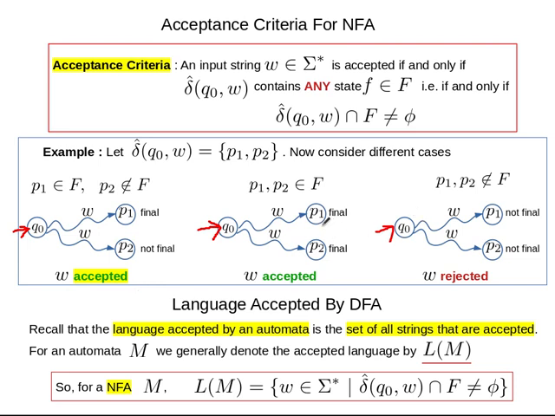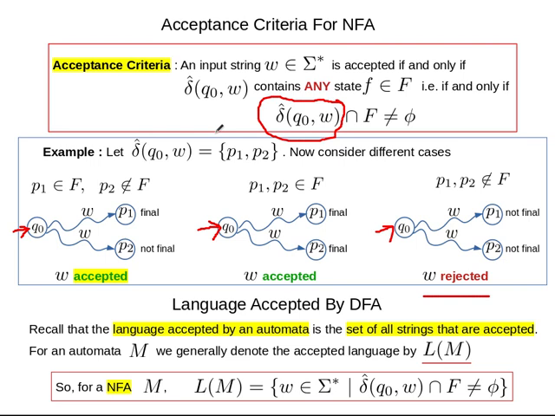In this case, both are final. We also say this is accepted. Here, none of them are final, and only then we say that this W is not accepted, or it's rejected. So that means you calculate this thing. You start from Q0. You process W, and then you get a set of states, right? Unlike DFA, you have a set of states here, and if any one of them falls into F, so that means this intersection, if it is non-empty, then you say that W is accepted.